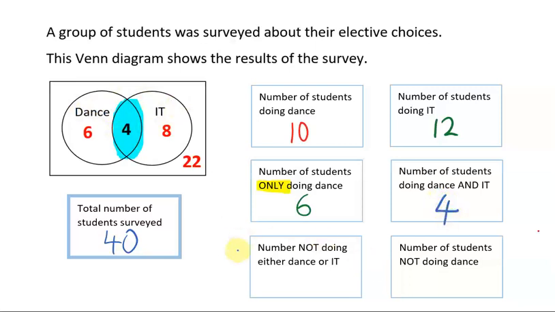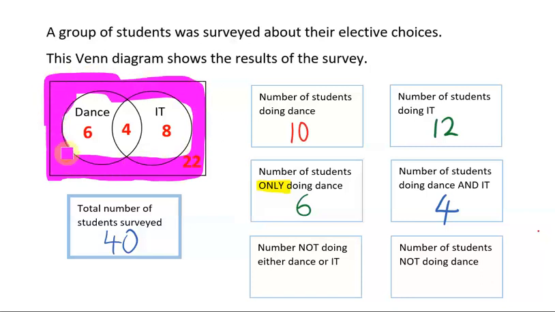Our next square asks us to find the number not doing either dance or IT. We know that the students who are doing dance or IT are in these circles. If you're doing dance, you're in the dance circle. If you're doing IT, you're in the IT circle. So if you're not doing dance or IT, you're not inside either of those circles. So you are outside of the dance and IT circles. You're anyone who's not in either of the circles because you're not doing either of those things. And that's just the 22 people down here that are not doing dance or IT. So there are 22 students who are doing neither of those. They're outside of both bubbles, so they're not in either of those classes.